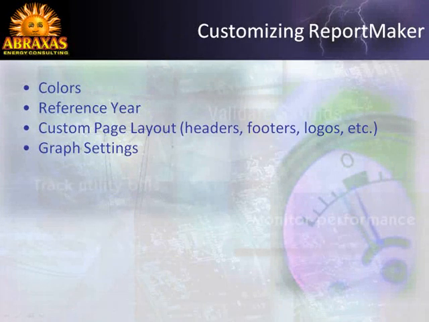So the first thing that we're going to do is go over making those colors look nice. Maybe there's a certain color coordination that you want for your buildings, or just being able to modify the colors in ReportMaker. The next thing we'll go over is the reference here, and I'll go over what exactly I'm referring to when I say reference here. The next thing we'll do is the custom page layout, so how to get your company's logo into every report when you run it in ReportMaker, so you don't have to load it into the header and footer each time you have a report. And after that, we'll go over some of the graph settings that you have in ReportMaker.